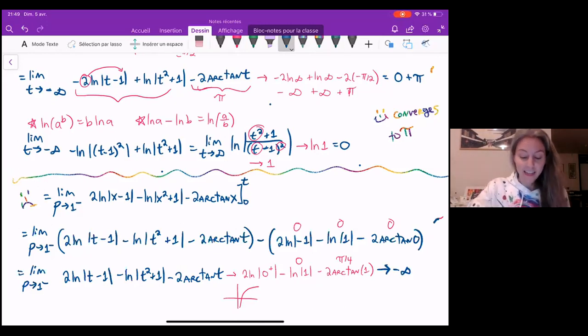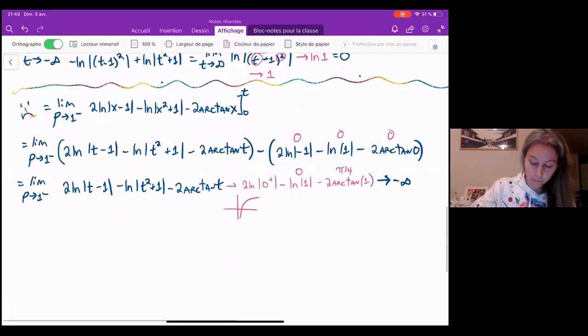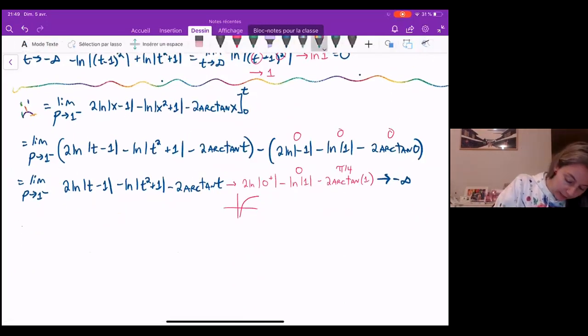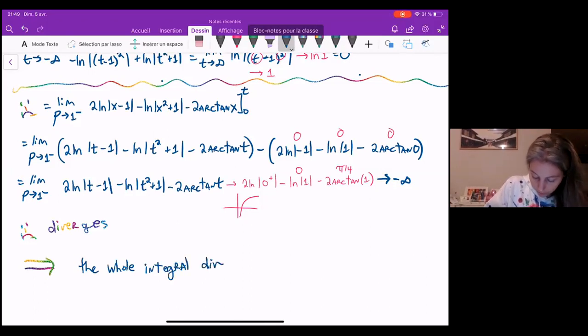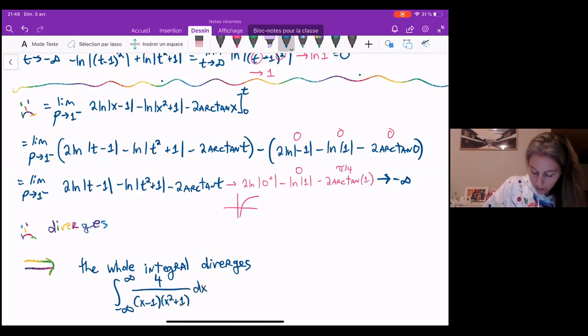Yay! That's great. That means that we don't have to do the other two, because what we just got here is that frowny face diverges, which means that the whole integral diverges. The integral from negative infinity to infinity of 4 over (x minus 1) times (x squared plus 1) dx diverges for my final answer.